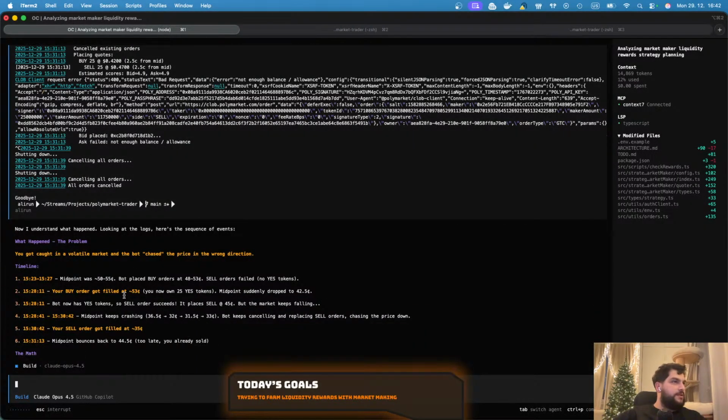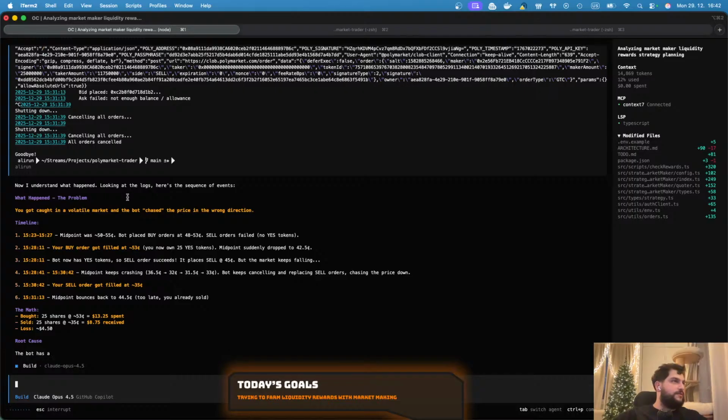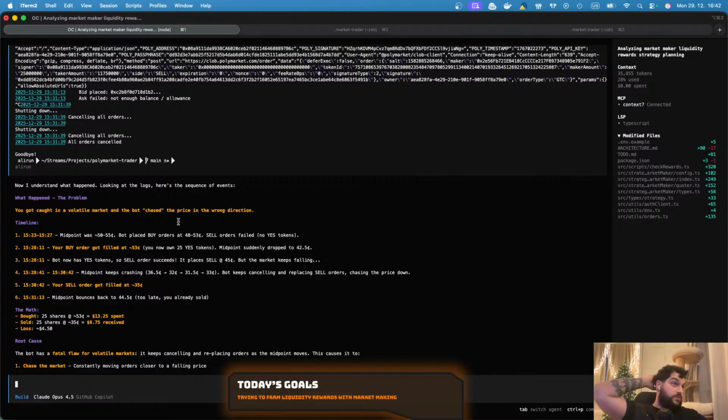Now I understand what happened. Looking at the logs, here is the sequence of events. It got caught in a volatile market and the bot chased the price in the wrong direction. So the midpoint was 55, and the bot placed buy orders at 53. Sell orders failed, no yes tokens. Your buy order got filled at 53. Now you own 5 yes tokens.